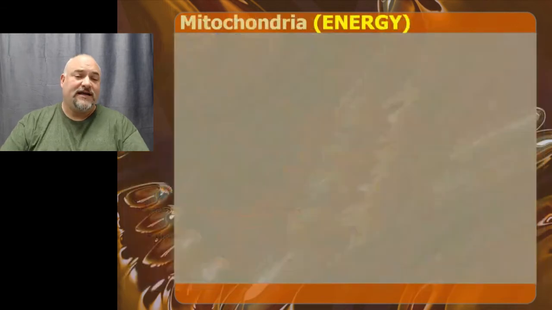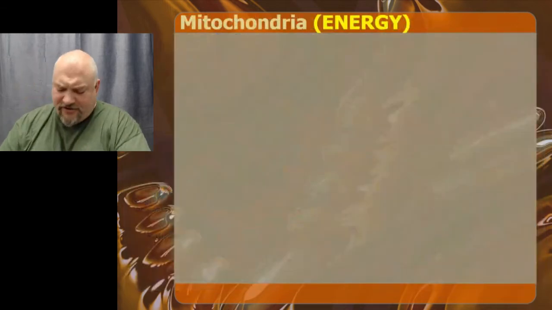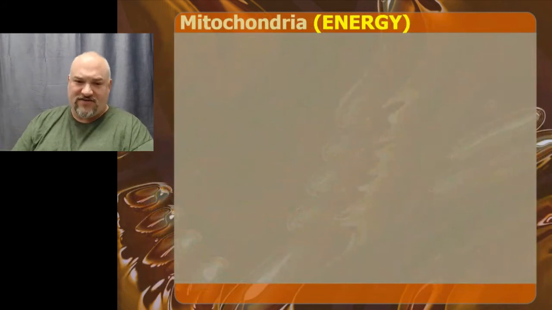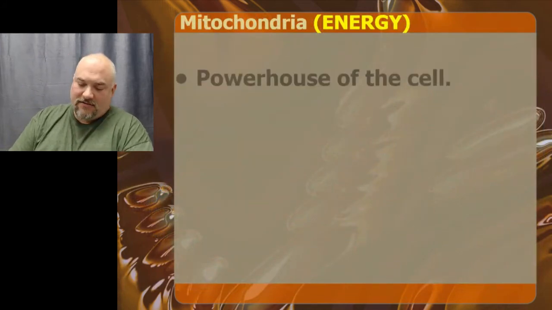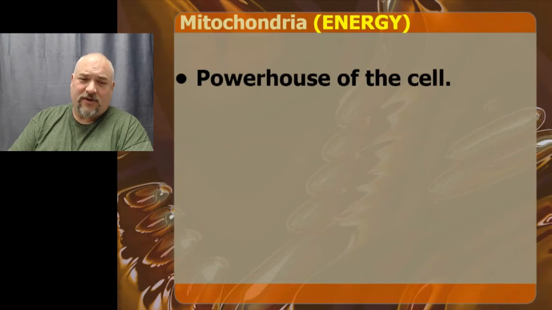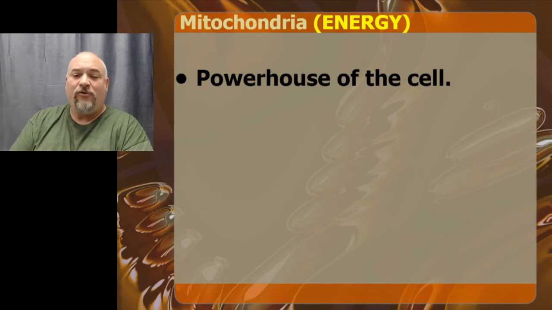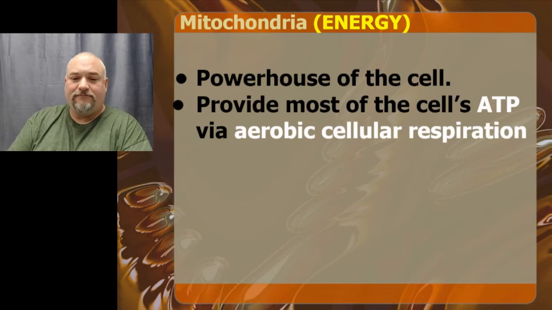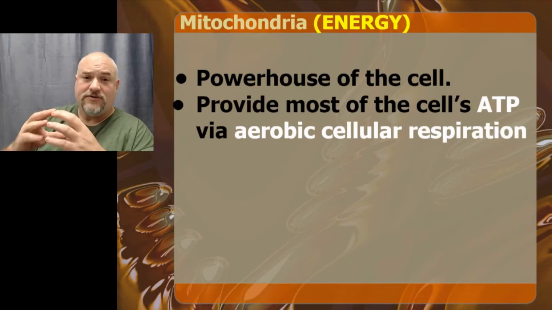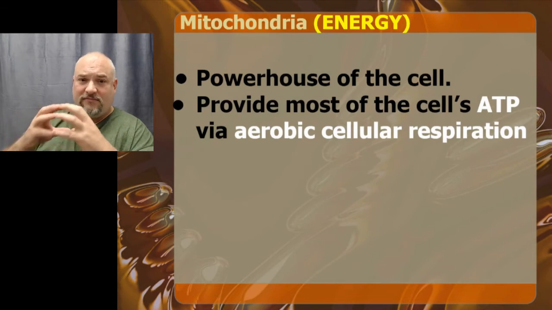All right, let's take a look at the mighty mitochondria. I'm sure you've heard of this. It's the powerhouse of the cell, right? And what cellular process happens in the mitochondria that provides energy for our cells in the form of ATP? What is that process known as? Yeah, aerobic cellular respiration.